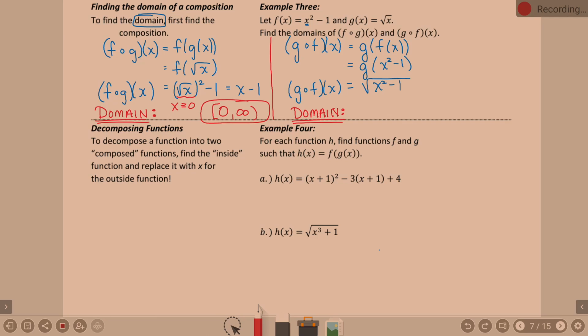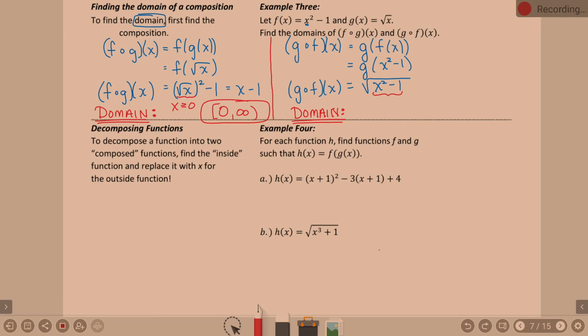I see an x under the square root, which means x is either greater than or equal to 0. Not exactly. Close. Okay, so here's the deal. Any denominators? No denominators, but there is a square root. Whatever is under the square root is greater than or equal to 0. So not just that one piece.